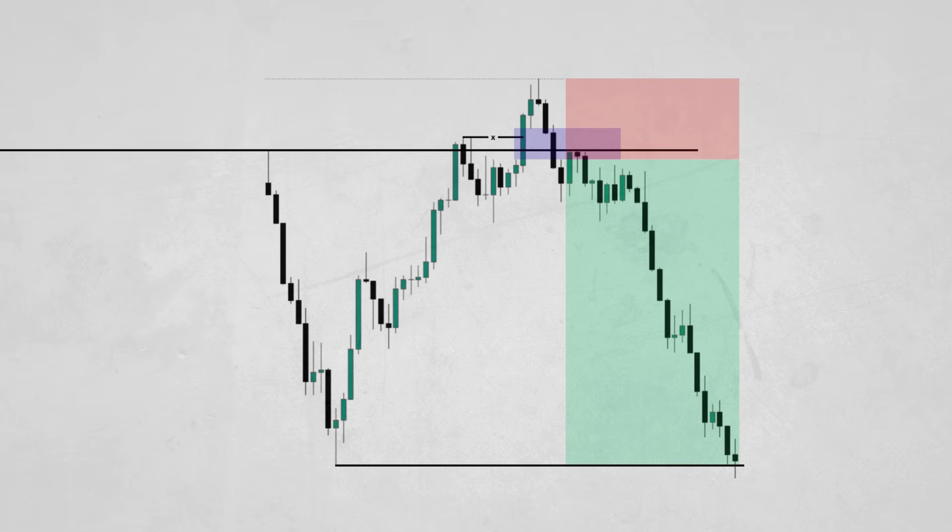Now there are thousands of this setup across the charts, but don't just take my word for it. Go and back test it and see how it works for you. Then make a few tweaks that fit your own trading style.